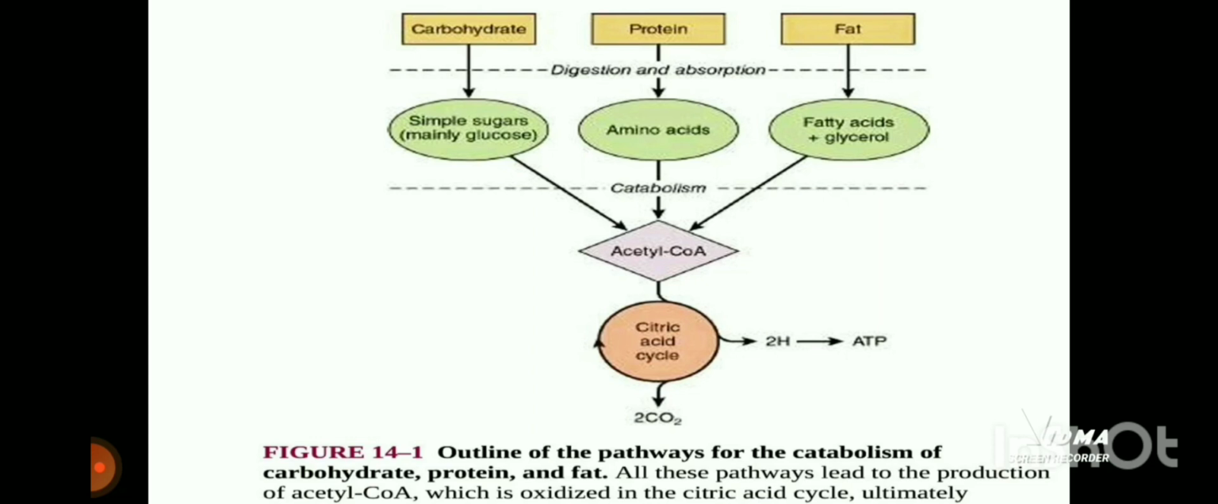During the process of catabolism, all these pathways, carbohydrate, protein and fat, lead to the production of acetyl coenzyme A. Means during catabolism, in the second stage, when carbohydrate is converted to simple sugar, protein to amino acid, and fat to fatty acid plus glycerol, they lead to production of acetyl coenzyme A, and acetyl coenzyme A is finally oxidized in the citric acid cycle.